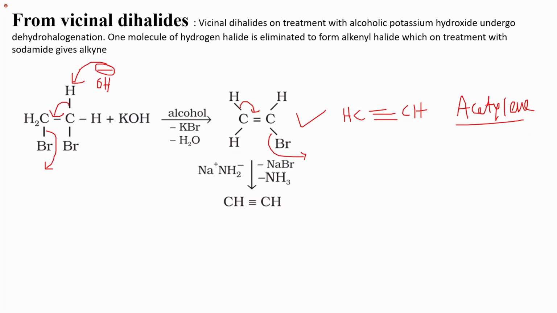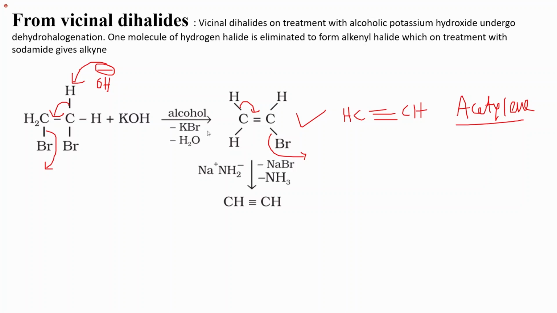One of the more important molecules is acetylene. How do we synthesize acetylene? If you start from a vicinal dihalide, where the adjacent carbon also has bromine, and treat it with KOH in alcohol, we generate the alkyne intermediate. Then in the presence of NaNH2, we get the acetylene moiety.